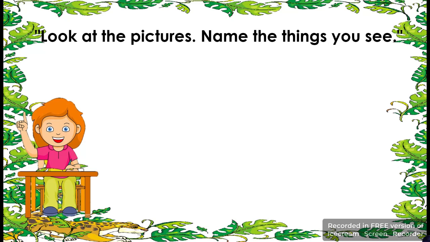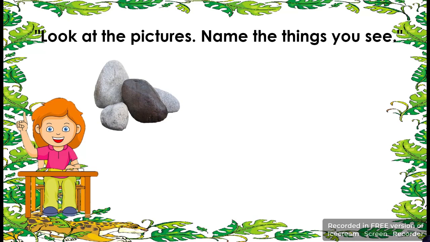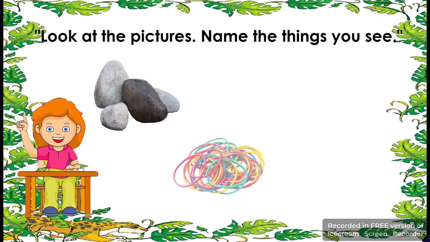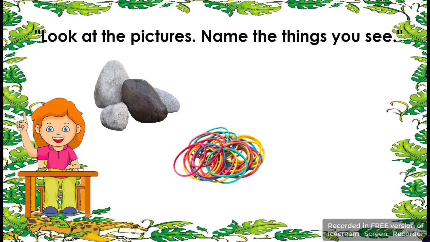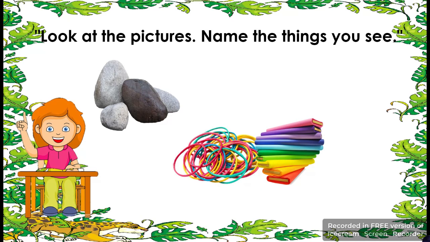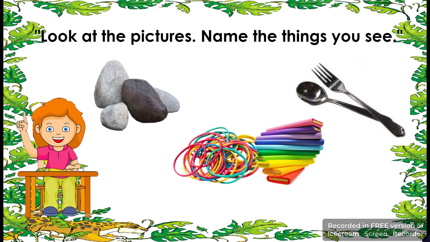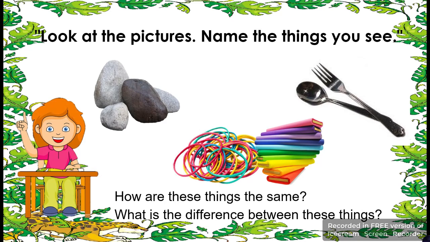Look at the picture. Name the things you see. It is a rock. It is a rubber band. It is a cloth. And lastly, it is fork and spoon made by metal. Observe the things. How are these things the same? What is the difference between these things?